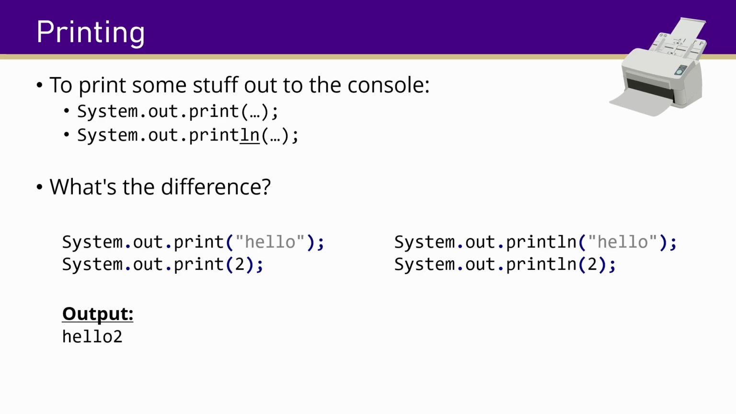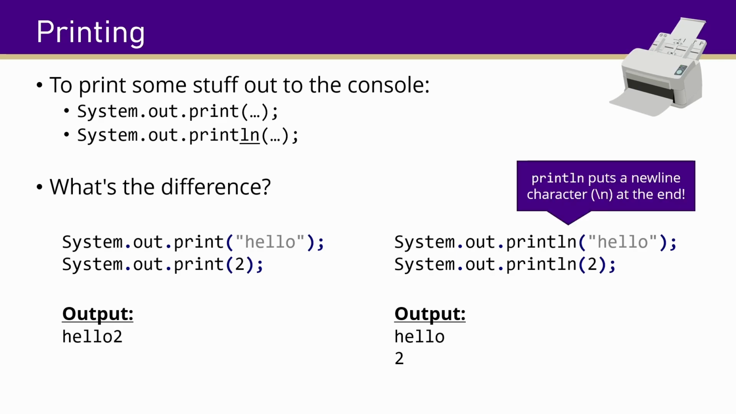Now, on the other hand, if we used println, we would get the output hello and then 2, on separate lines. So when we call println, it moves the output to a new line after it's printed out the thing that you gave it. So remember, the ln stands for line. Println outputs a new line character after it prints.